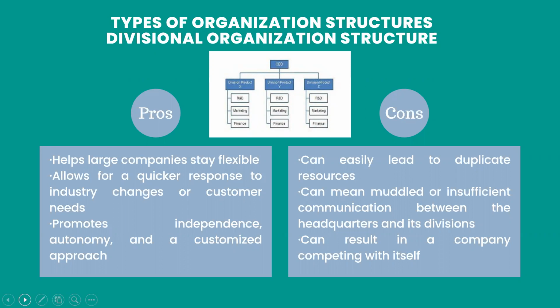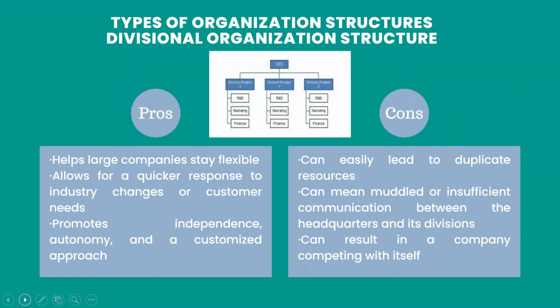So like KFC have many different little companies all over the place, like a franchise, and it's really a division because they all have one main company, but each of the different divisions operate fully in all the areas of operation. Yes. So this helps large companies to stay flexible, allows for quicker response to changes or customer needs, and it promotes independence and autonomy and a customized approach. So even though you all do the same things in different locations, you can adapt to contextual realities in each division. So it allows for that kind of independence and autonomous operation and customization.